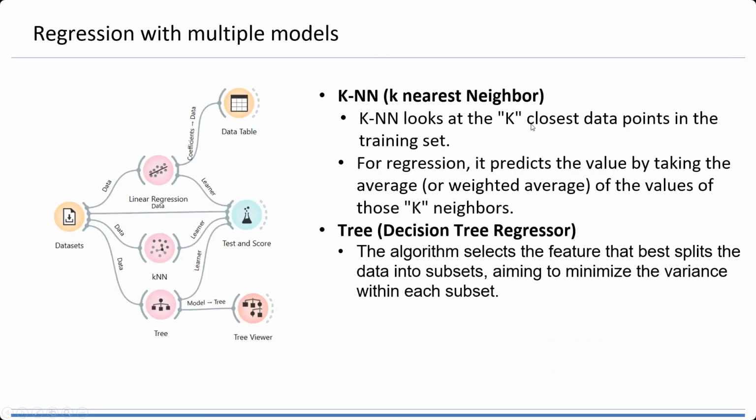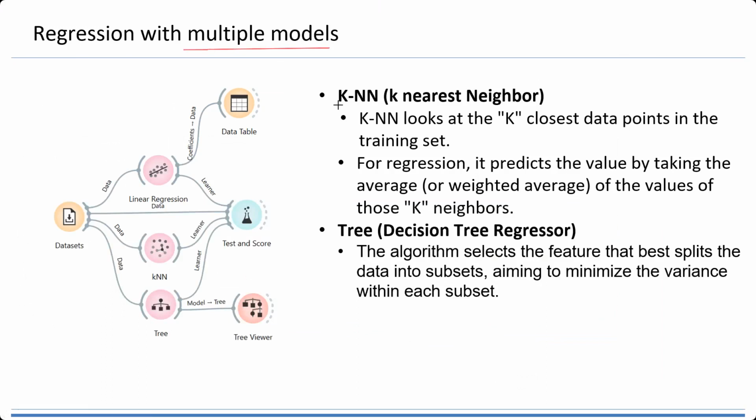Okay, when we do regression and want to find the best model, how can we find it? We need to use multiple models. In Orange, it is simple. You just find the models that you want to use and then check the performance.